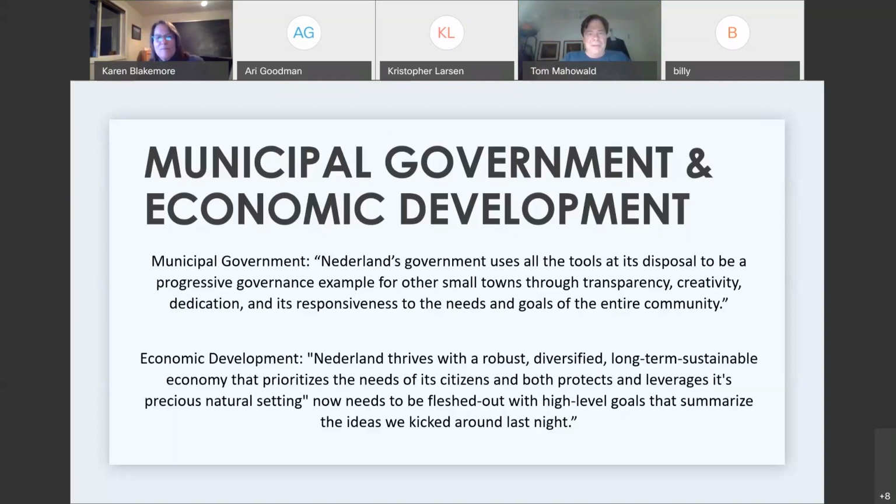Netherlands thrives in a robust, diversified, long-term, sustainable economy that prioritizes the needs of its citizens and both protects and leverages its precious natural setting. I accidentally added in our comment to our group, so disregard that last part. We can definitely get back to 20 point. Yeah, exactly. See, I failed you because of that, so disregard that whole last section. That was an accidental leave-in. Fair enough. I love it. I love it. Great.